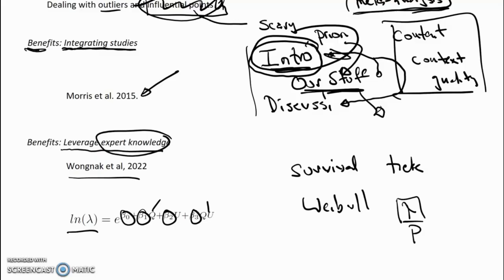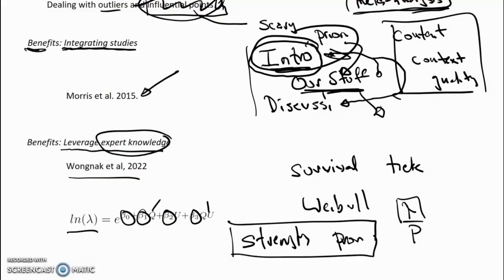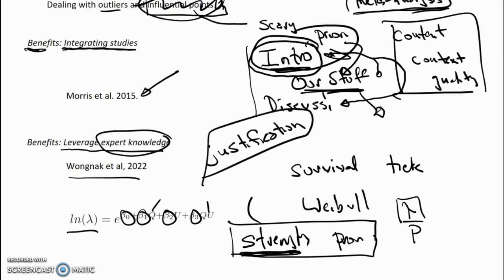So, in summary, the strength of the prior is going to be really important in determining the posterior. As you read papers, focus on the strength of the priors that were used and also the justification for those priors.